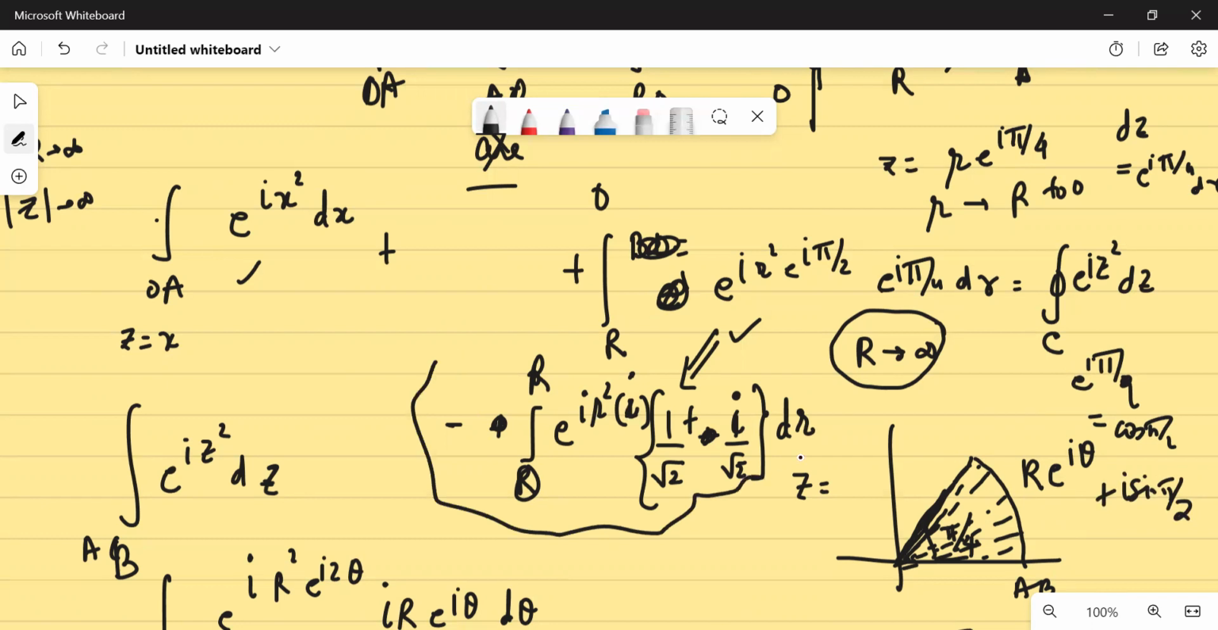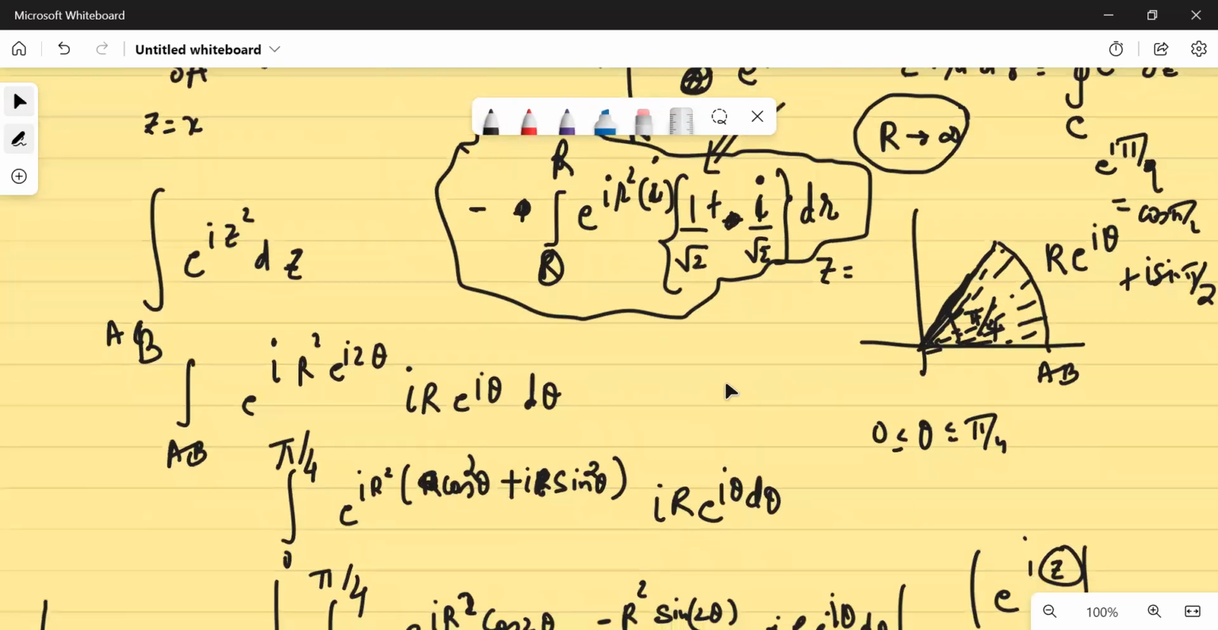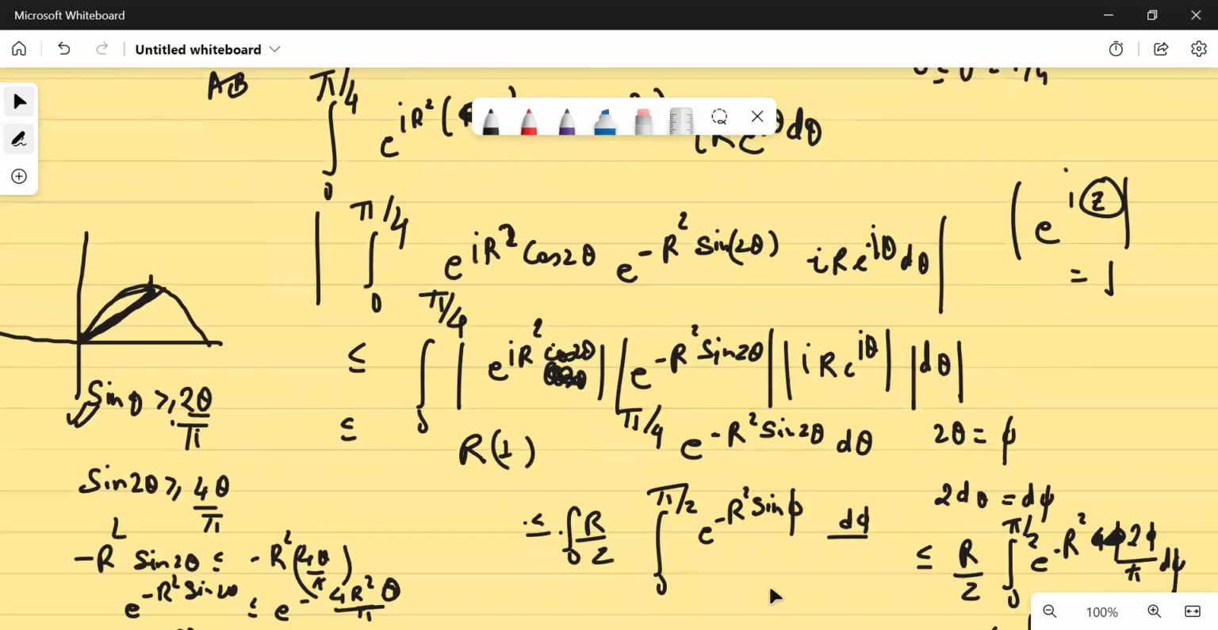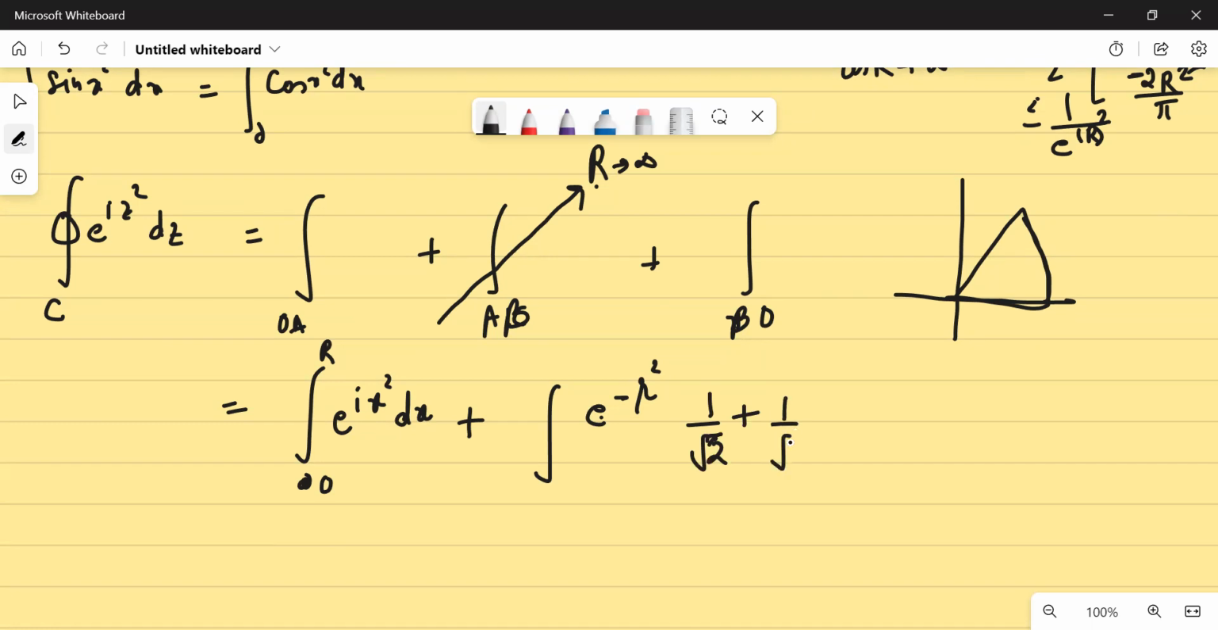This entire thing will become this. Is that clear? So I'll copy it down there. I am having a lack of space. So understand my point. Is that clear to you? I'll replace it somewhere here. So this integration would become e to the power minus r square, and then you have 1 over root 2 plus 1 over root 2 iota, and then you have dr also. Here you have 0 to r, and you can take minus common. And all of this I'm doing as r tends to infinity. Clear? Any problem till here?